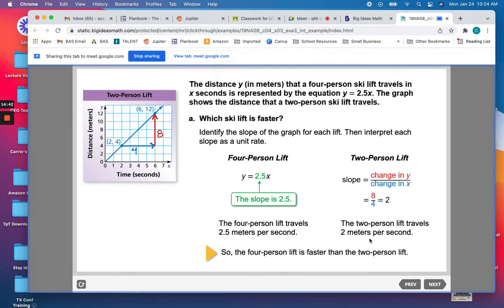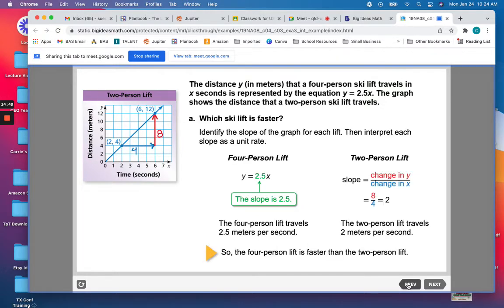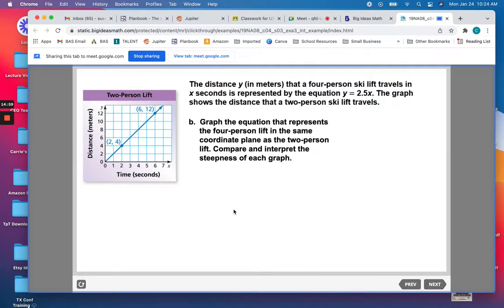Make sure whenever you get ready to answer the question, you always reread it one more time so you can decide which one is faster. Does everybody have this part? Yes. Right there, we have a part B. It says to graph the equation that represents the four-person lift in the same plane.